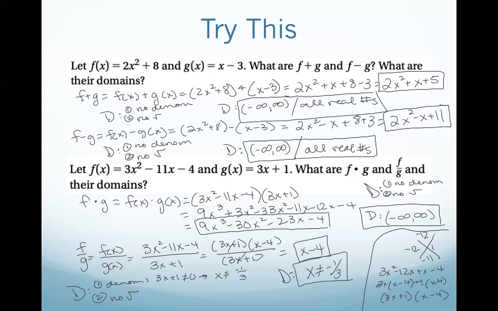However, even though there's no denominator in the final answer, there was a denominator that I used to reduce, and so I have to set that denominator not equal to 0. So x cannot be negative 1/3. There are no radicals to work on. So our domain here is that x cannot be negative 1/3. If you wanted to write this in interval notation, that would be negative infinity to negative 1/3 union negative 1/3 to infinity.